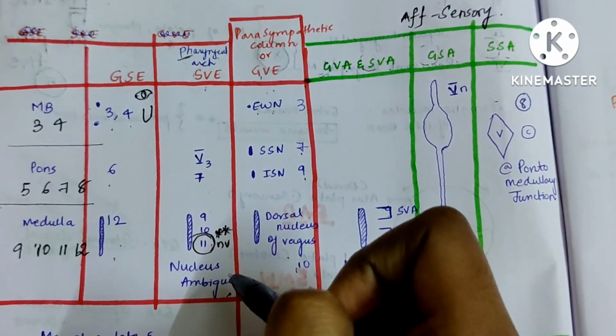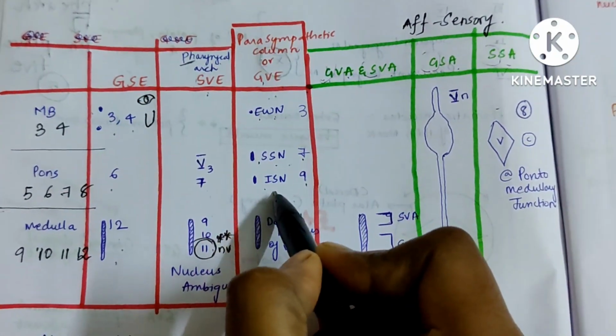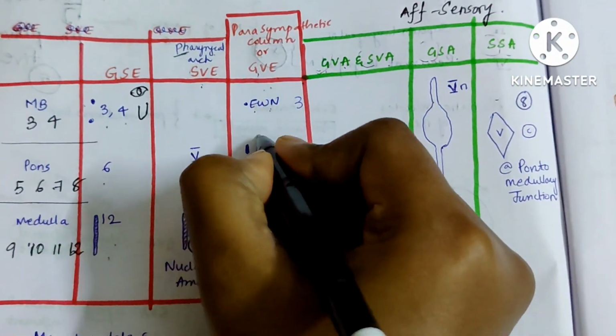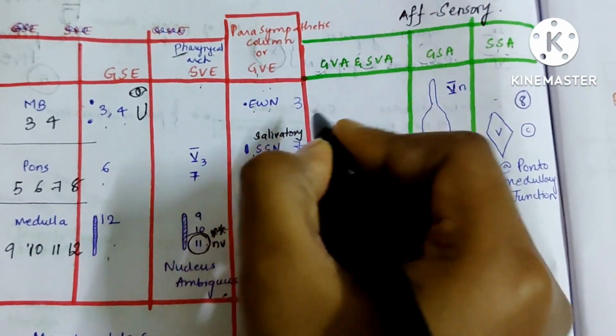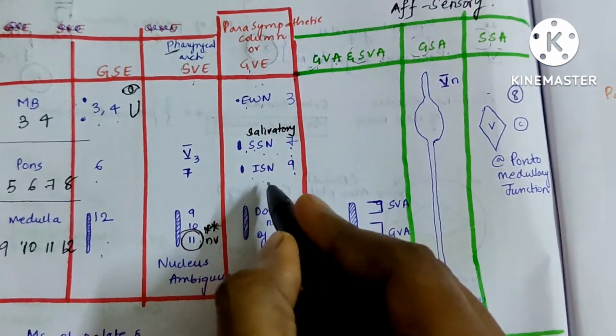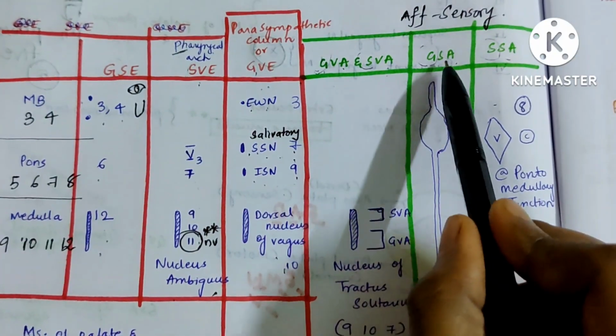Third now is the Edinger-Westphal nucleus. The 7th and 9th are the salivatory nuclei. The 7th is superior, S for S, superior, and the 9th is inferior. These are the salivatory nuclei. Since this is the parasympathetic column, you will have those nuclei names also.